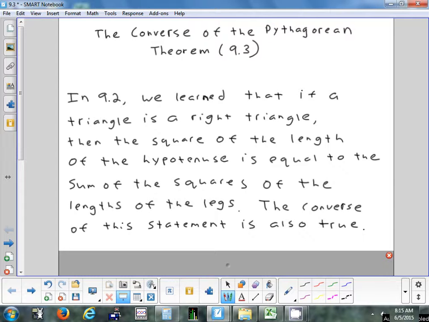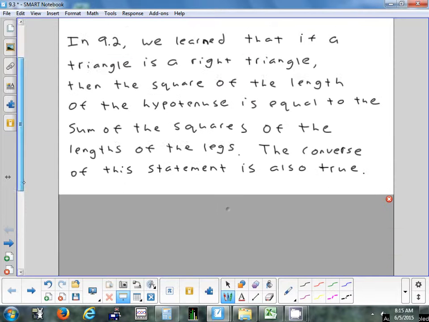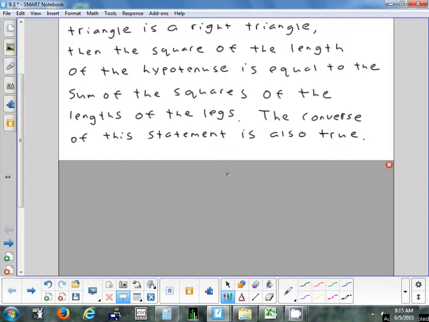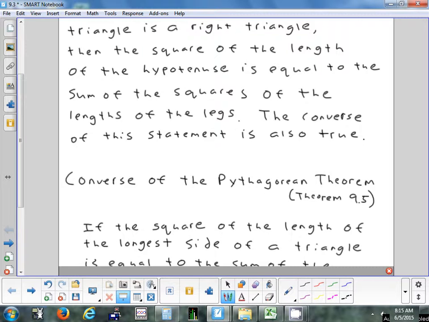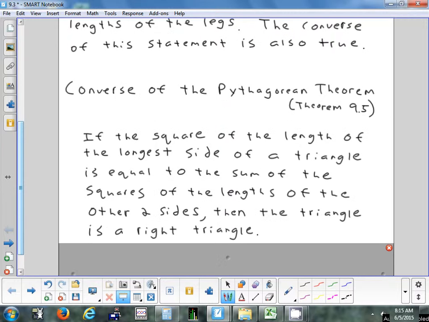Well, the converse of that is also true. Okay, back when we studied logical statements in chapter 2, we learned that the converse isn't always true. But with the Pythagorean theorem, it is. Right, so this part is new. Okay, it's just the Pythagorean theorem switching the if and the then. So this says, if you square the length of the longest side of a triangle, and it's equal to the sum of the squares of the lengths of the other two sides, then the triangle is a right triangle.